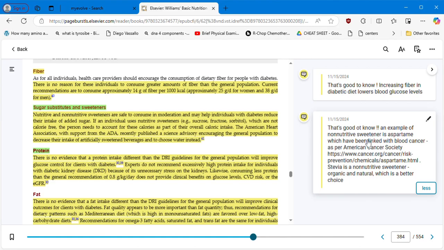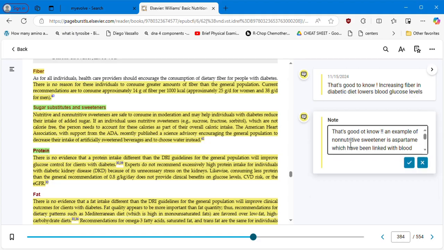Okay, there is an article here from the American Cancer Society, and they are talking about the use of aspartame related to blood cancers. Let me see if I can go there. Okay, I cannot open it, but I'm going to give you that information, that particular part is very important.